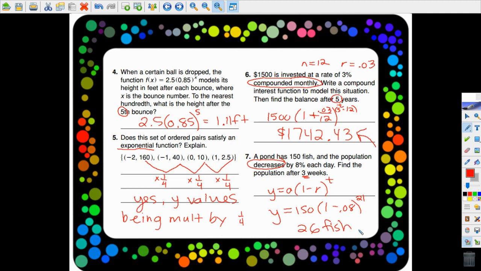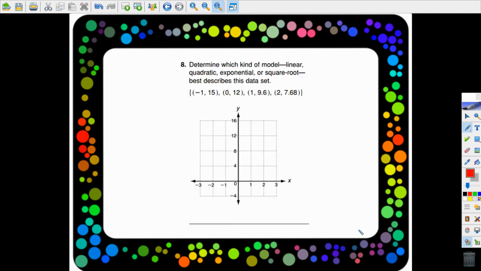Okay. Number 8. Is this linear, exponential, quadratic, square root? We have not studied square root functions yet, so I would not choose that option. You have a few choices. You could graph it, but the graph's going to be misleading. So I'm going to look at the y values. I'm not adding or subtracting the same number each time. Let's double check if I'm multiplying.